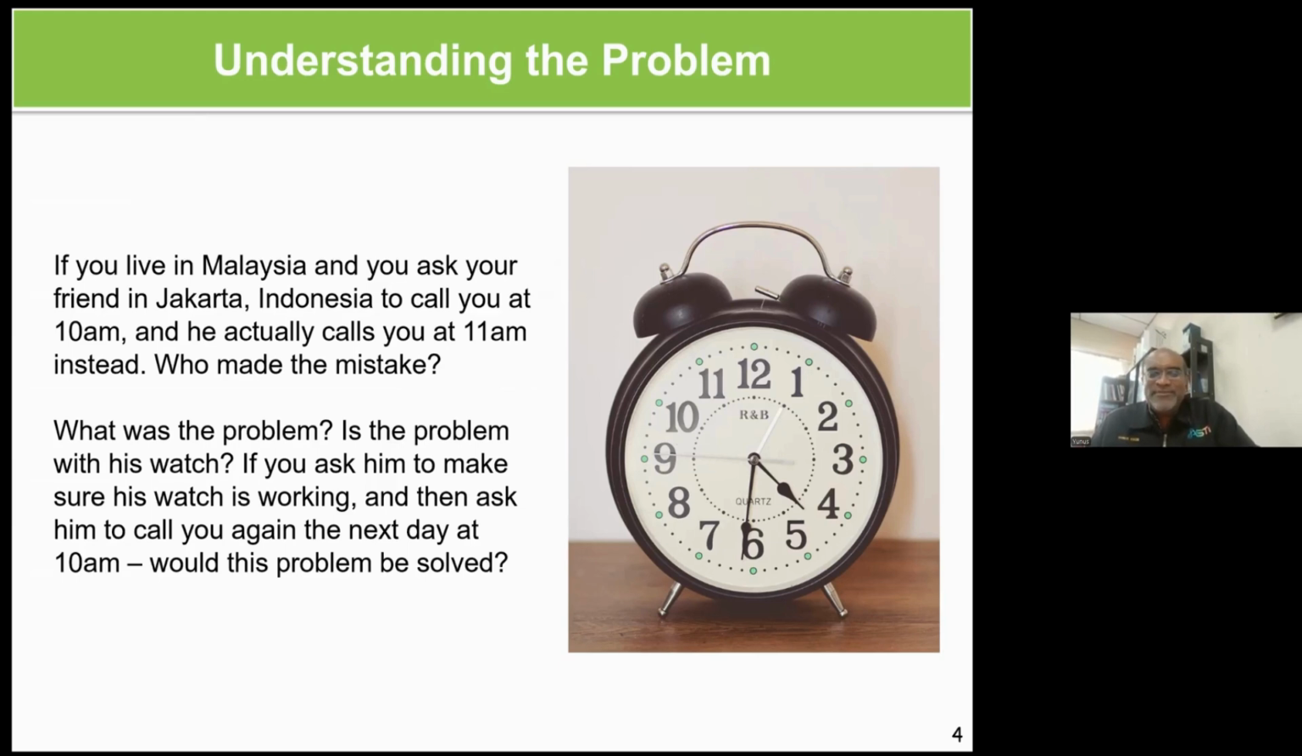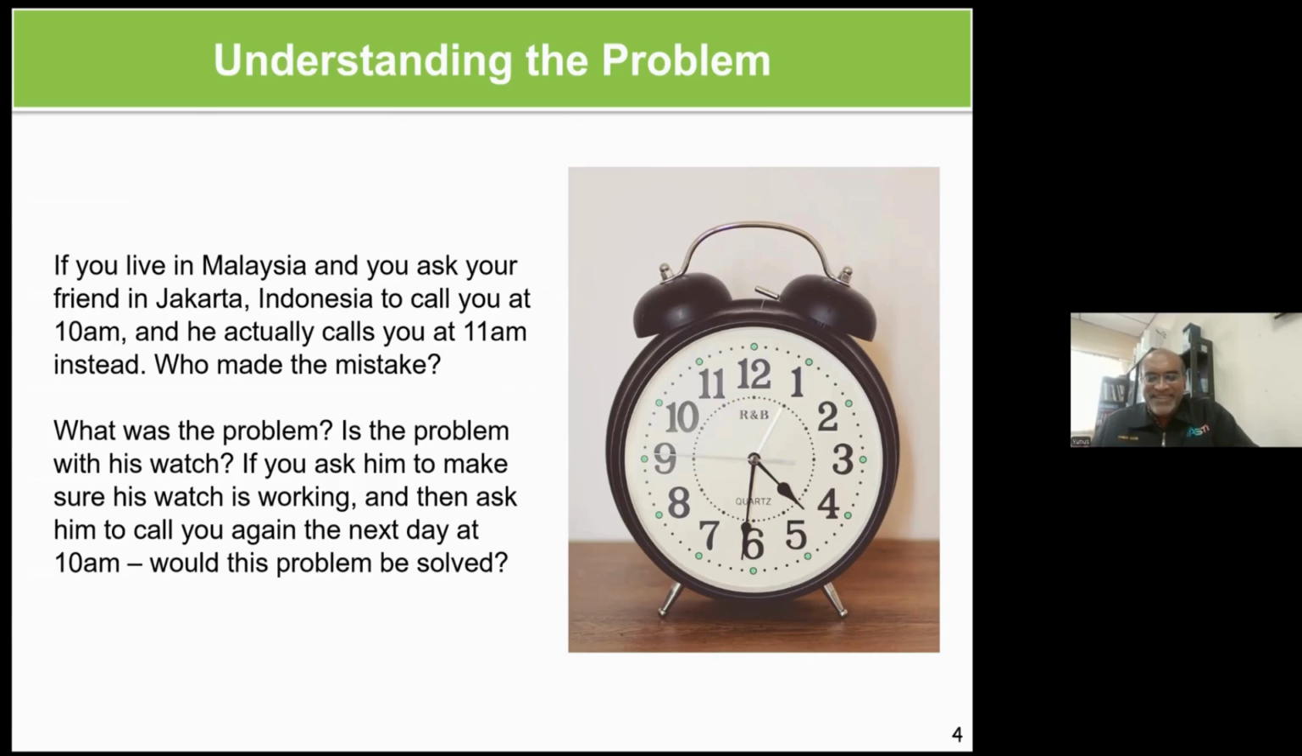So now what is the problem here? Was it really the problem with his watch, or maybe with your watch? If you think the problem was with the watch, and he keeps checking his watch again and again, and I said this is a very simplified example, the problem will persist. He'll always end up calling you 1 hour late, right?